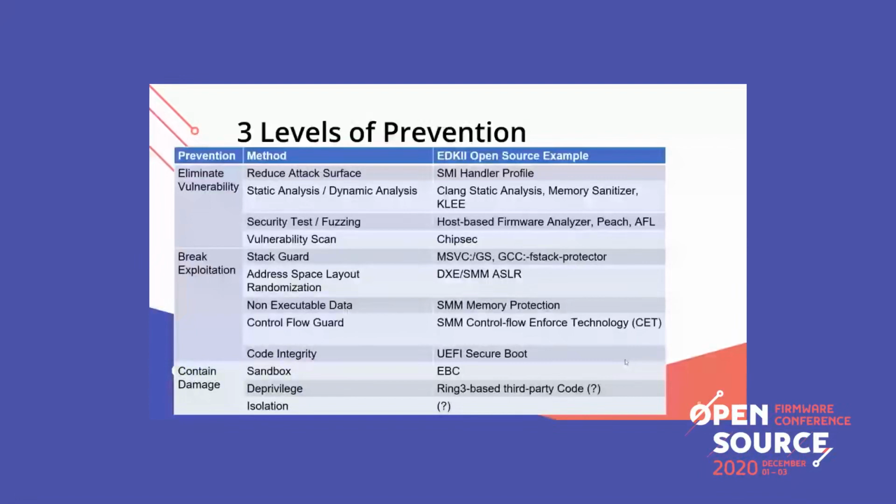And then non-executable data. An example is the SMM memory protection, where your data allocations are something that, if an attacker gains control, he can't execute. And then emergent capabilities, whether hardware or software, for things like control flow. Control-flow Enforcement Technology in the recent 11th generation Intel CPUs is one example of a hardware way to break an exploit. And then finally, code integrity. A very common example of that is UEFI Secure Boot.